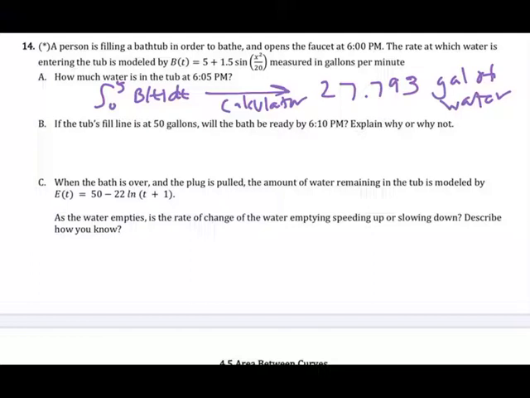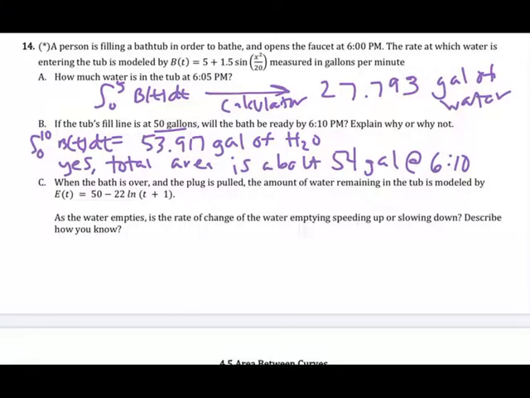Part B says, if the tub's fill line is at 50 gallons, will the bath be ready by 6:10? Explain why or why not. So let's look at the area under the curve from 0 to 10 of B of t dt. And again, you're going to plug this in on a calculator. This is going to give you 53.917. So the fill line is happening at 50. This is obviously greater than that. So this is also gallons of water. So yes, we can guarantee that because the total area is about 54 gallons at 6:10.